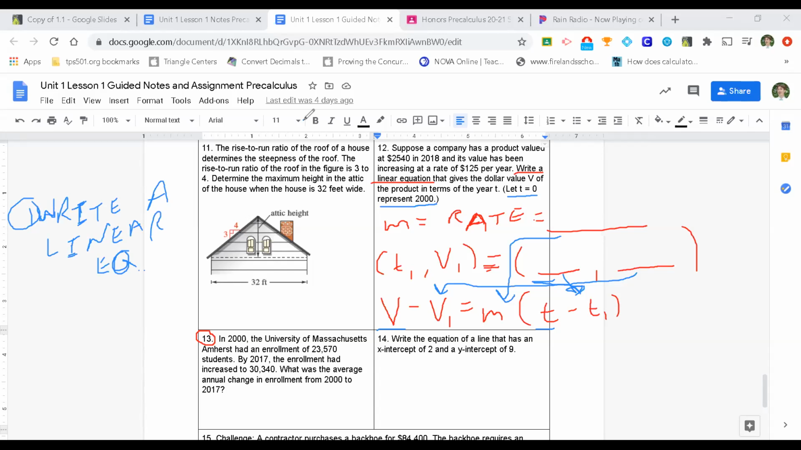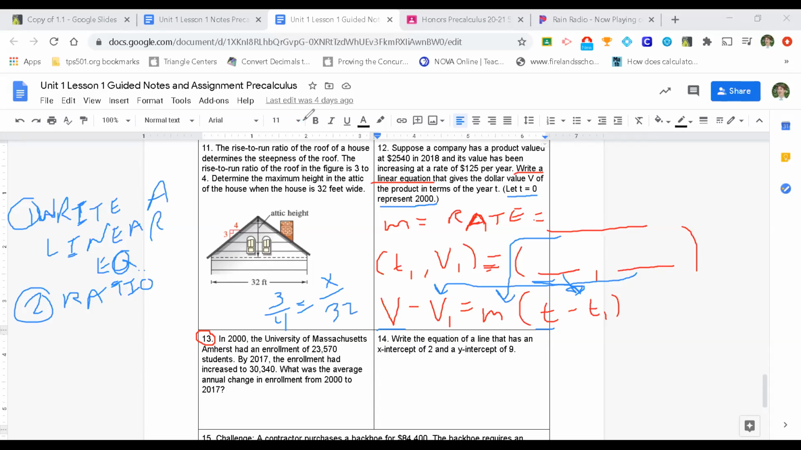Okay, but that is actually not, I think, the easiest way to do this problem. The easiest way, I think, is to use your ratios. So I would set this up as saying 3/4 is going to have the same ratio as what over 32, right? And then solve that for x. The idea here is this has a rise of 3 and a run of 4.